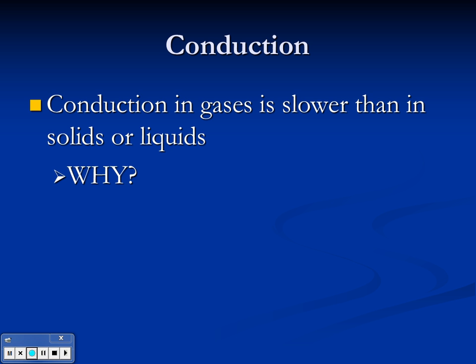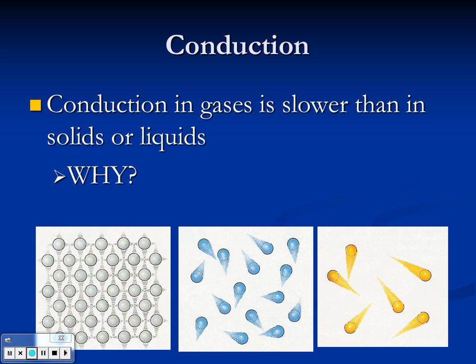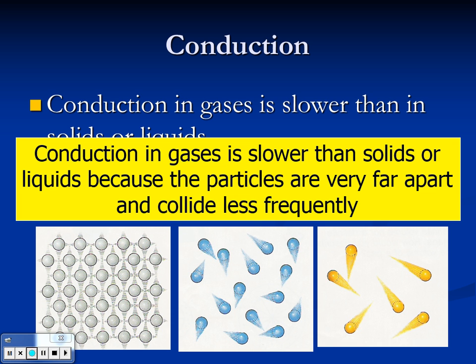All right. So, conduction, right? Conduction is based on contact, okay? Meaning, conduction in gases is slower than in solids or liquids. Why does conduction happen slower in gases than solids or liquids? They're really far apart, right? If we look at the representation of the particles based on the kinetic theory of matter, even though the gas particles move quickly, they're really far apart. So conduction in gases is slower than in solids or liquids because the particles are really far apart and they collide less frequently.